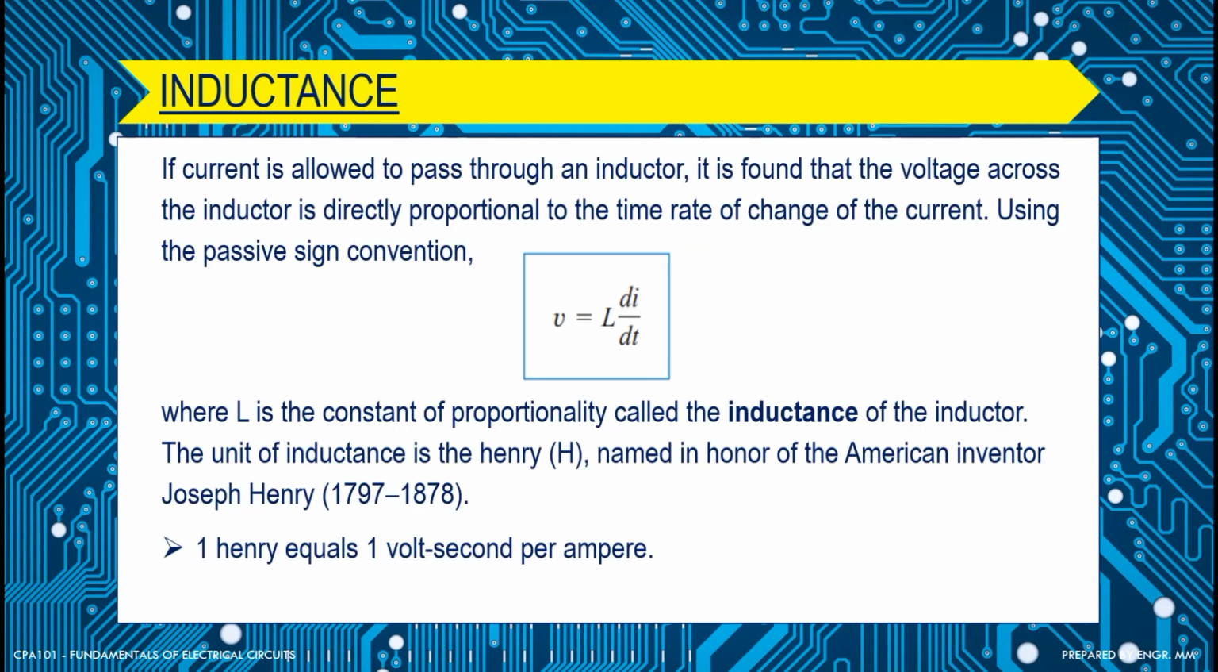Now, if current is allowed to pass through an inductor, it is found that the voltage across the inductor is directly proportional to the time rate of change of the current. So using the passive sign convention, we have here the formula V is equal to L di/dt, where L is the constant of proportionality called the inductance of the inductor. The unit of inductance is Henry, in honor of the American inventor Joseph Henry. And 1 Henry equals 1 volt second per ampere.